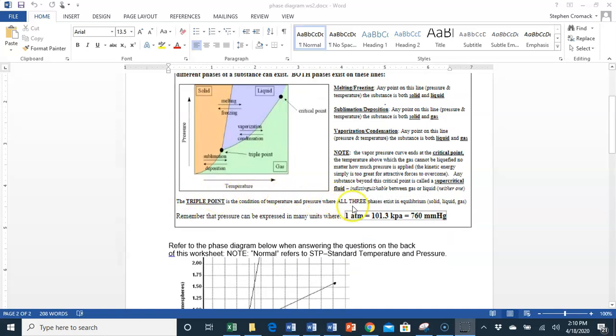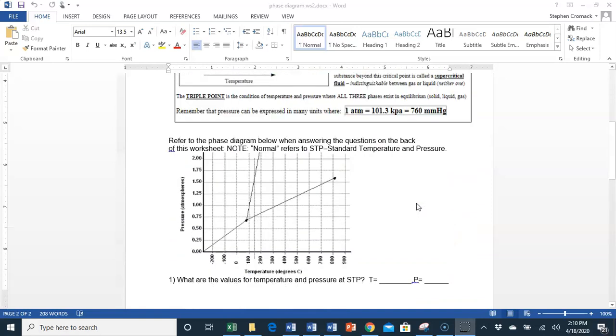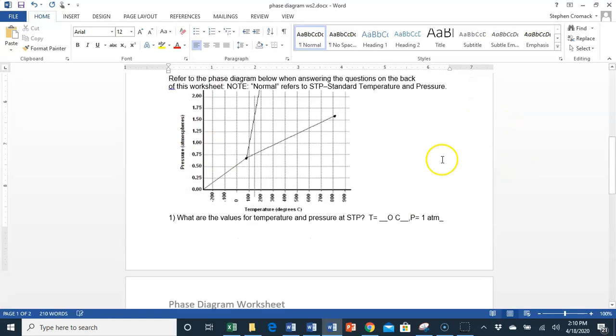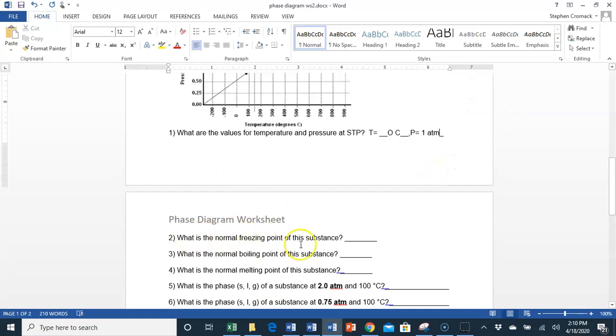So this does a little bit of review of what the triple point is, and then remember, standard pressure is 1 atmosphere, or 101.3 kPa, or 760 millimeters mercury. So here's the phase diagram that you'll be looking at for some of the questions, and it says, note that normal refers to at standard temperature and pressure. So standard temperature is 0 degrees Celsius, and standard pressure is, we'll use atmospheres because this graph is in atmospheres, 1 atm.